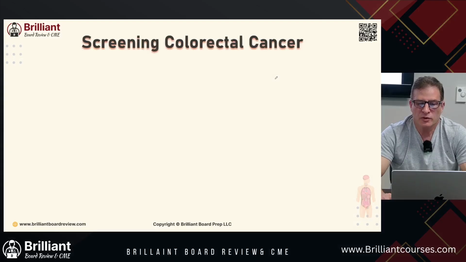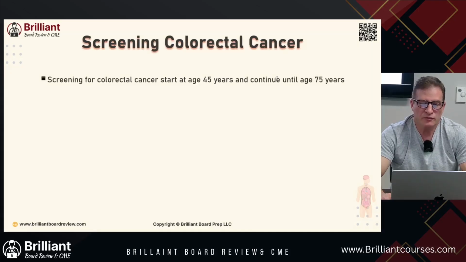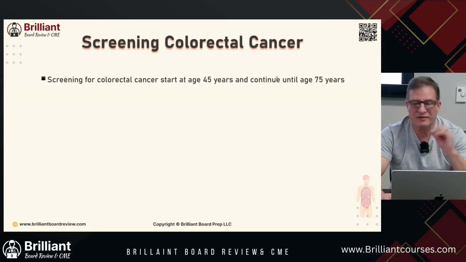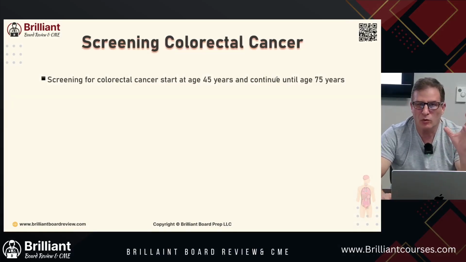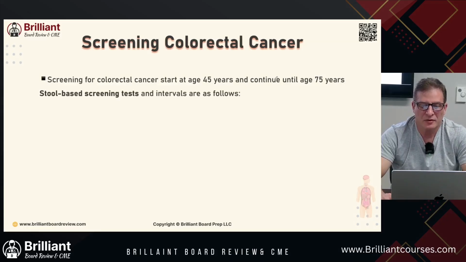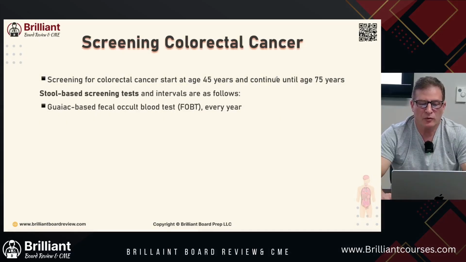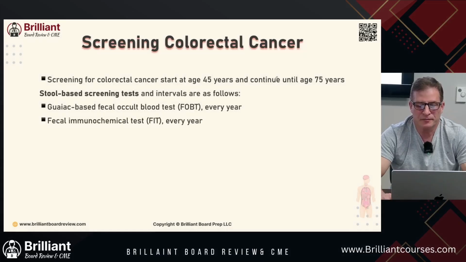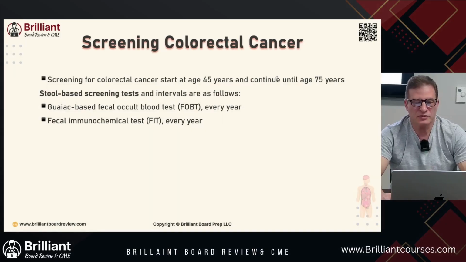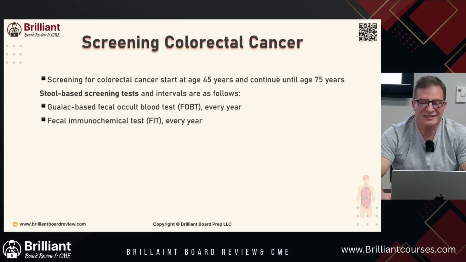Screening for colorectal cancer. Screening for colorectal cancer starts at age 45. I know it was 50 before. It's being lowered because we're seeing younger people get colorectal cancer. And this is a disease that we can catch early in a treatment pattern and save lives, and continue to age 75 years. Stool-based screening tests and intervals are as follows. A guaiac fecal occult blood test every year. The FIT test, which is the fecal immunochemical testing, every year.